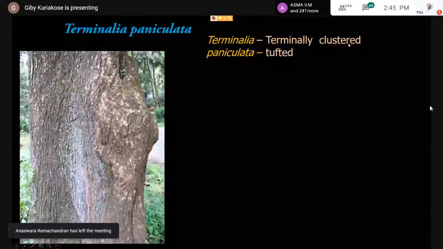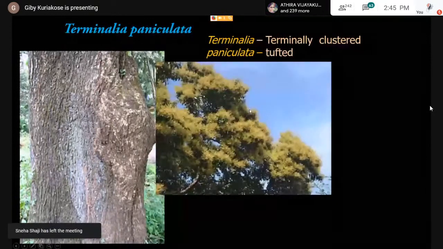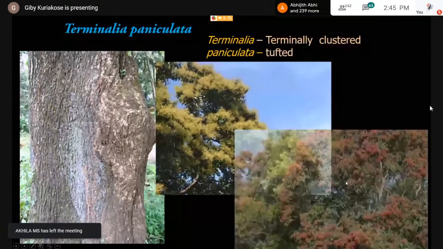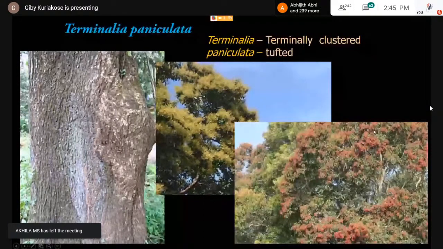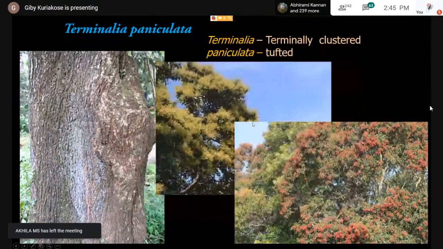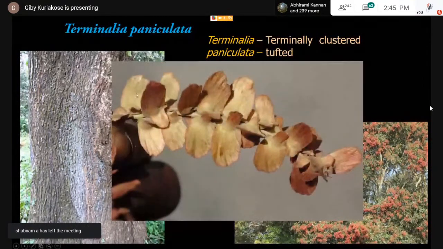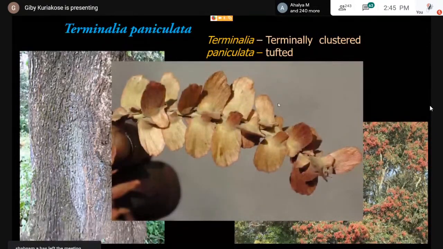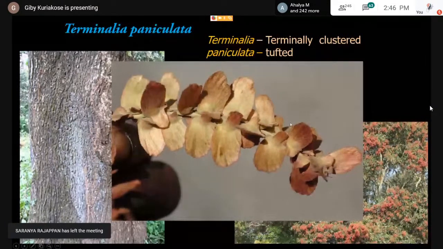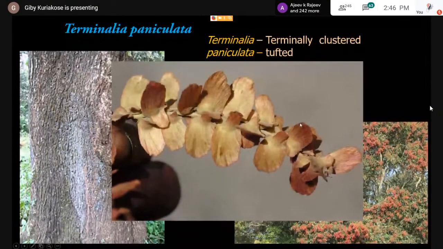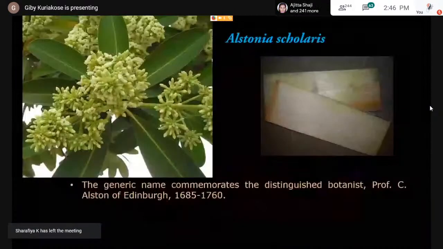Terminalia is terminally clustered. Paniculata means tufted. Tufted means, here what is tufted? You can see the tufted inflorescence, and also you can see the tufted fruits. It's very tightly packed, tufted features with respect to the inflorescence and the infructescence or fruits. Okay, so relate Terminalia, terminally clustered, paniculata, which is tufted.